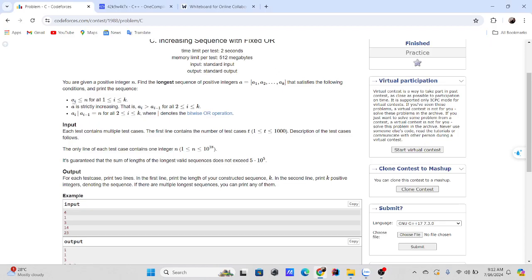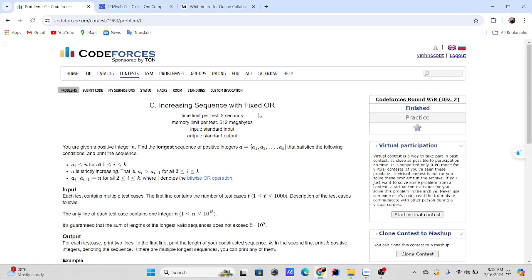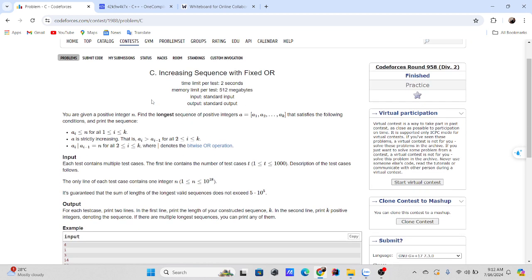Hello guys, today we will try to solve the C problem of the 1988 contest, which is named Increasing Sequence with Fixed OR. So let's dig in. Okay, so we will be given an integer n, and our mission is to find the longest sequence of this integer, and we must apply three given conditions in this problem.